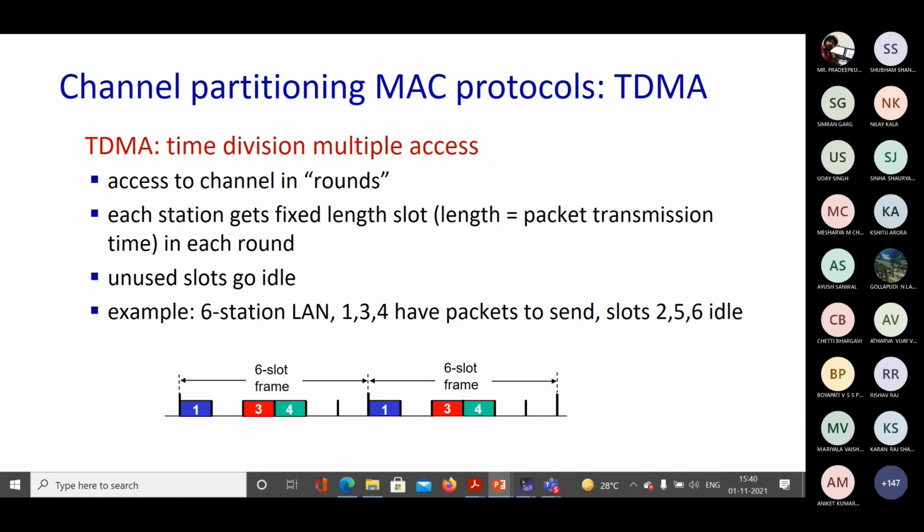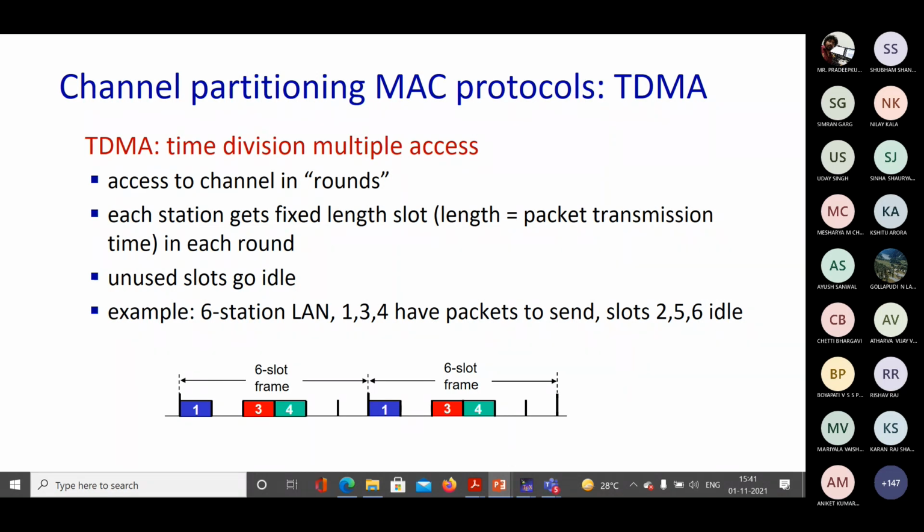Next, each station gets a fixed length slot, that is the packet's transmission time, which is basically given by the size of the packet and the data rate. In each round, each station gets the fixed length of slot to transmit its data. Now, if this slot is not used at that particular time, then the slot goes idle and is unused.